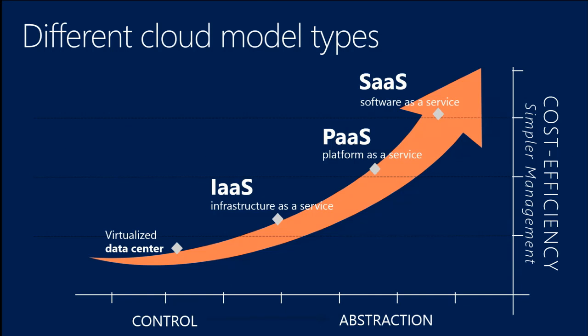So I can control my storage, I can control my network, I can control all my virtualization platform. But as I start to move more into platform as a service, an example of platform as a service is SQL Azure, right? So where I'm not necessarily worried about my network and all those other components, I'm just worried about getting that platform so I can develop on there.